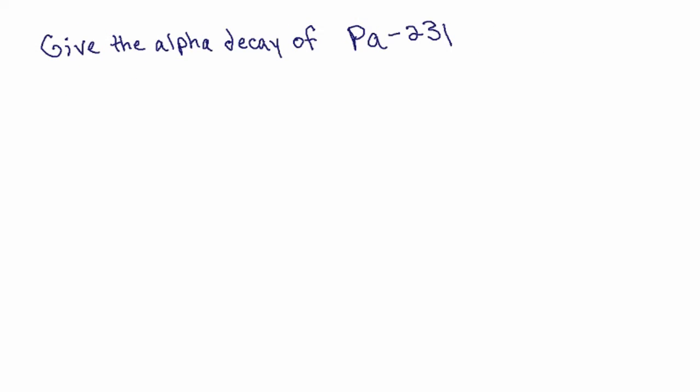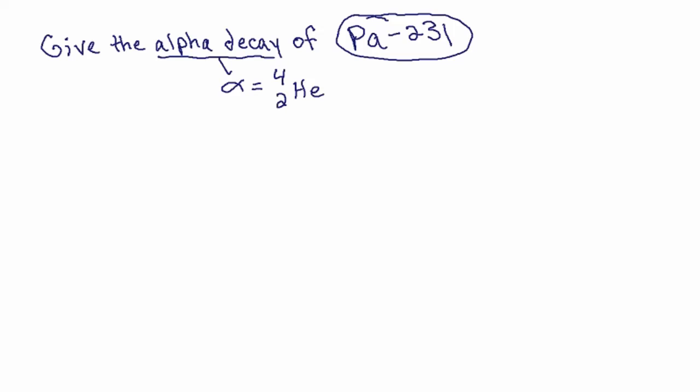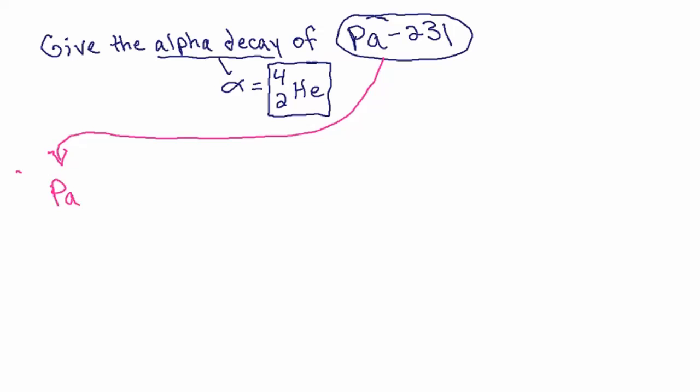Now here's another one, and it's just set up differently. This says give the alpha decay of Pa231, so that's an isotope. And alpha decay, do you remember what alpha decay is? Alpha decay is when we give off a helium atom. So we're going to start with, let's get a different color, Pa, isotope Pa231. And how do we find out what the number on the bottom is?